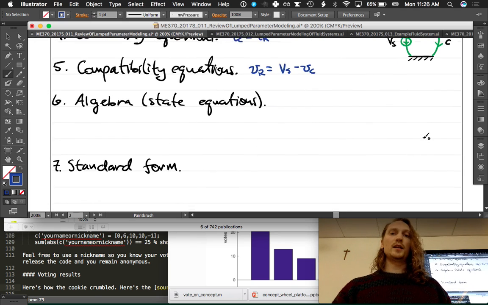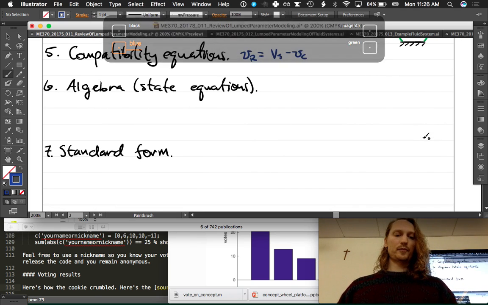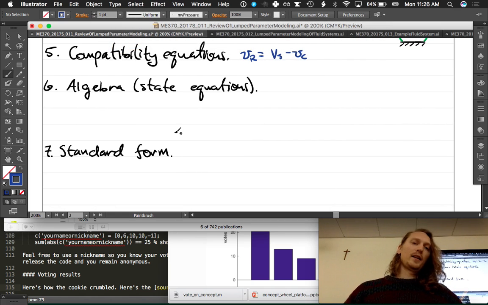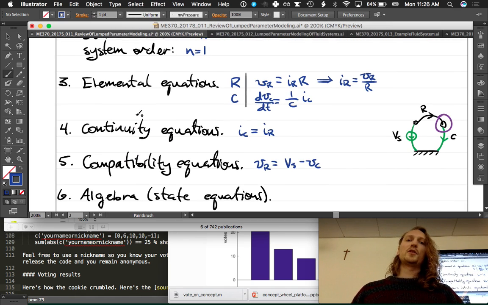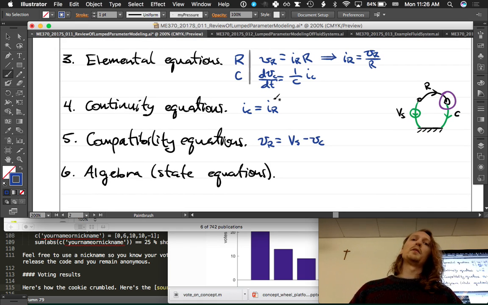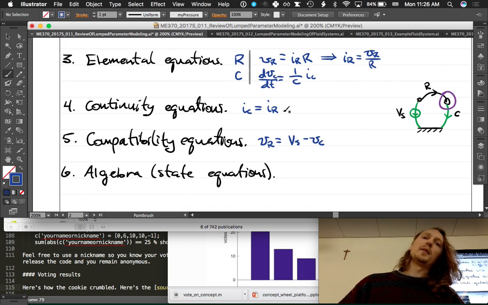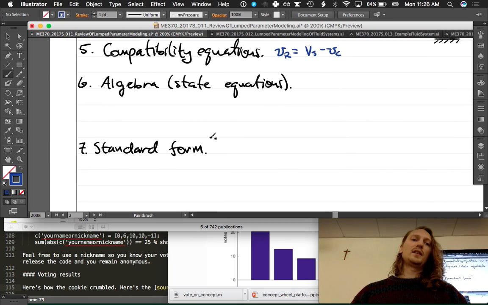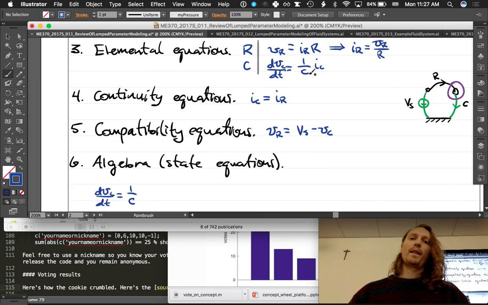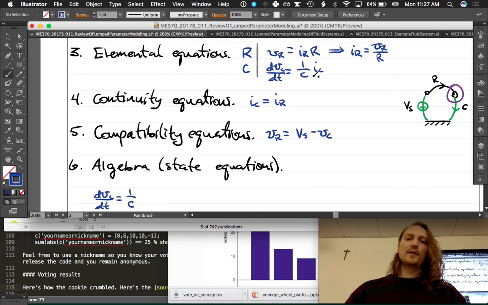So algebra, state equations, it's almost trivial. Although we sometimes like to rewrite this, plug these in, and eliminate, this is so easy that I'm just going to write it in one line. So dVc/dt equals, I'll rewrite the 1 over C, and then we need to plug in for IC, which is just IR. So I'll plug in IR.